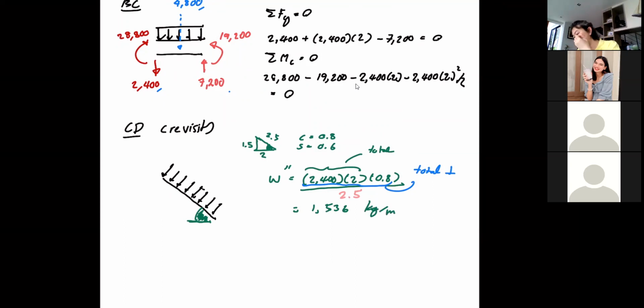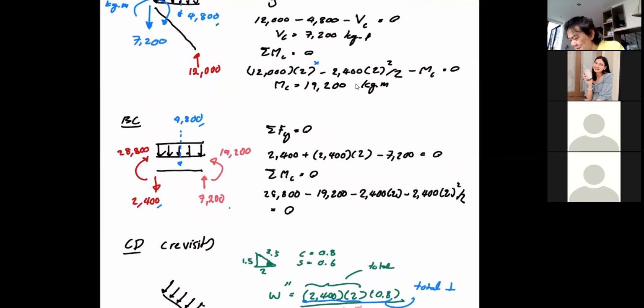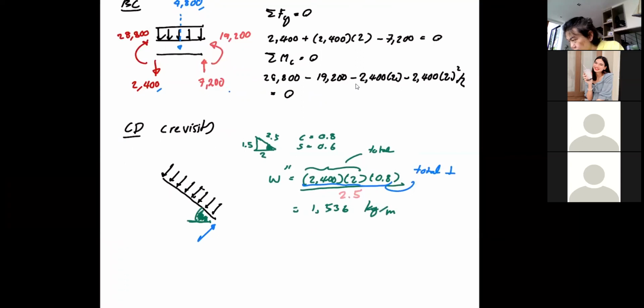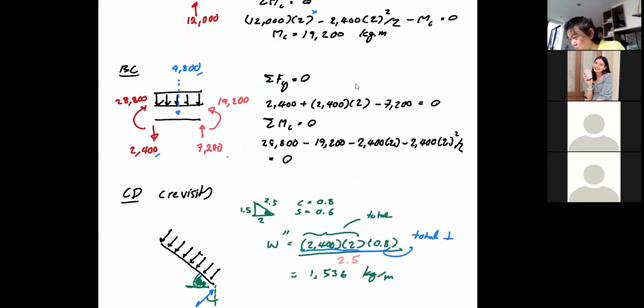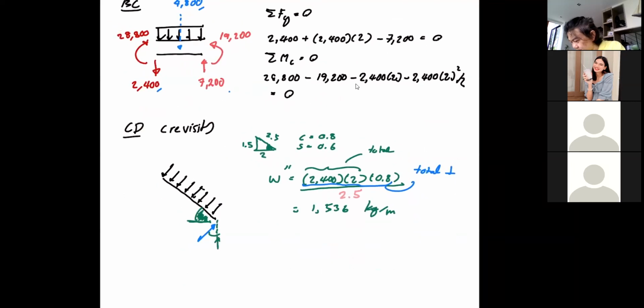Okay, and for this, this is of course coming from that. If that's your angle, this is going to be your angle. So this one is going to be 12,000 multiplied by 0.8, which is, you know, the same, 9,600 kilogram force.